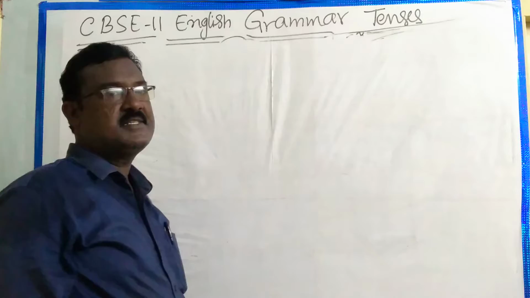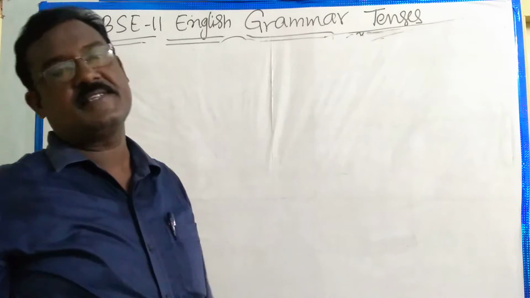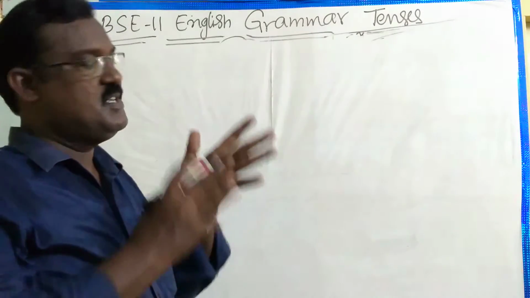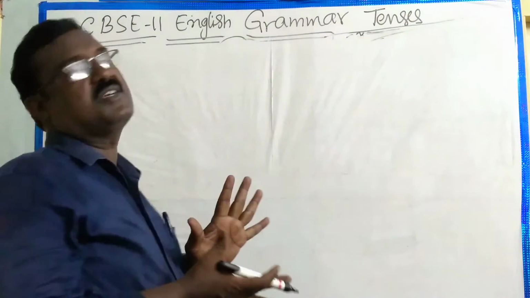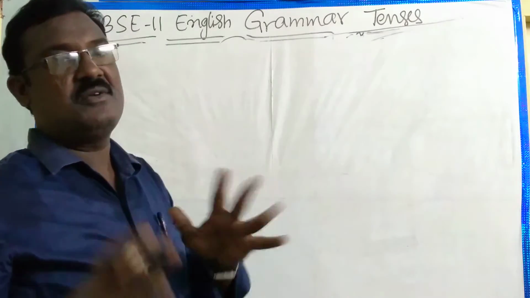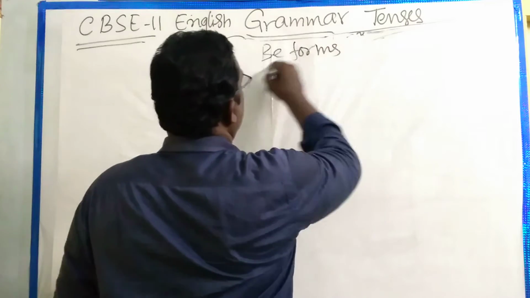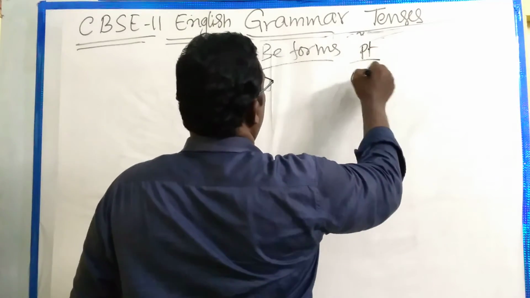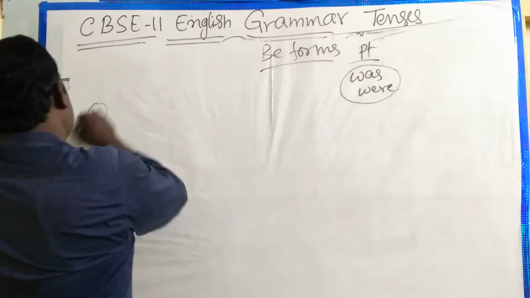Now, my dear students, we are going to get four types of sentences of past tense: be forms, have forms, action verbs. Simple past tenses, how to write in four ways. Now, be forms. Past means was, were. Right.